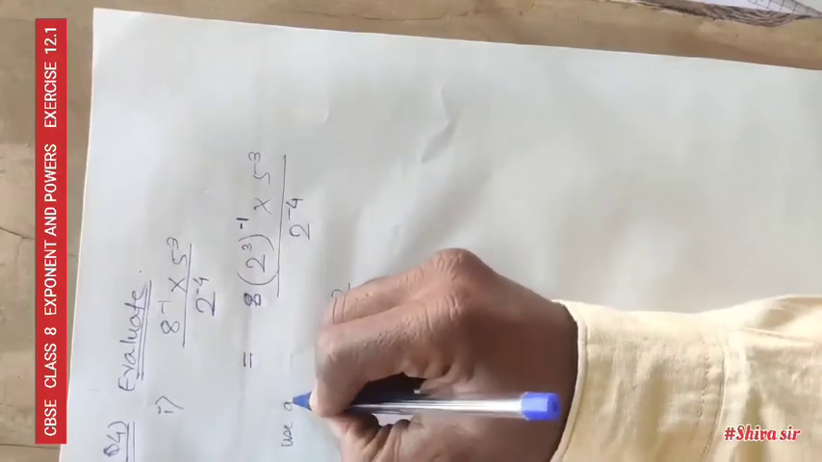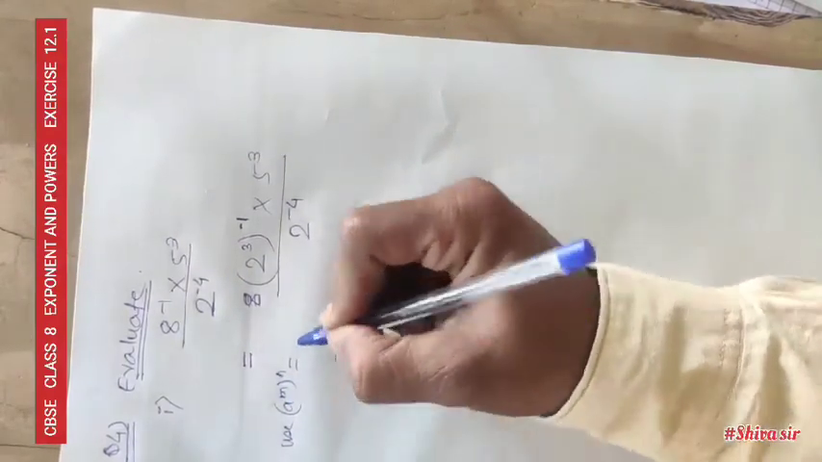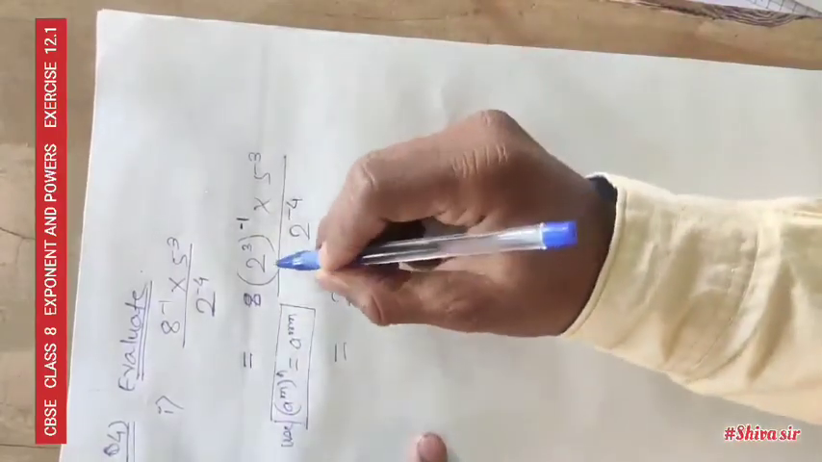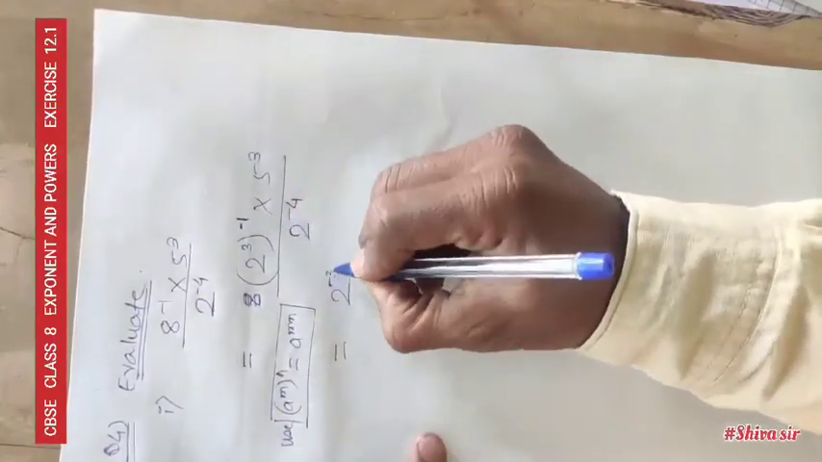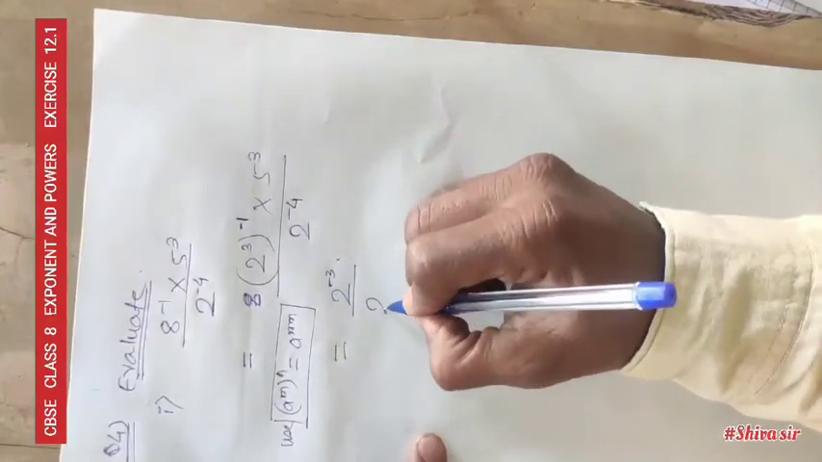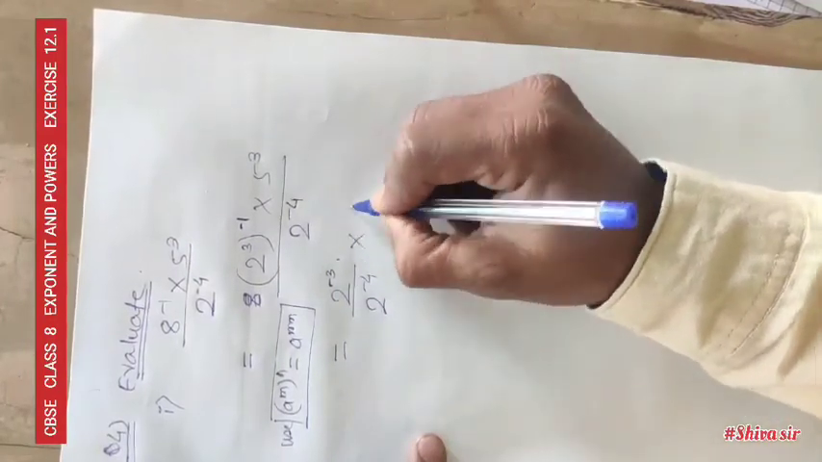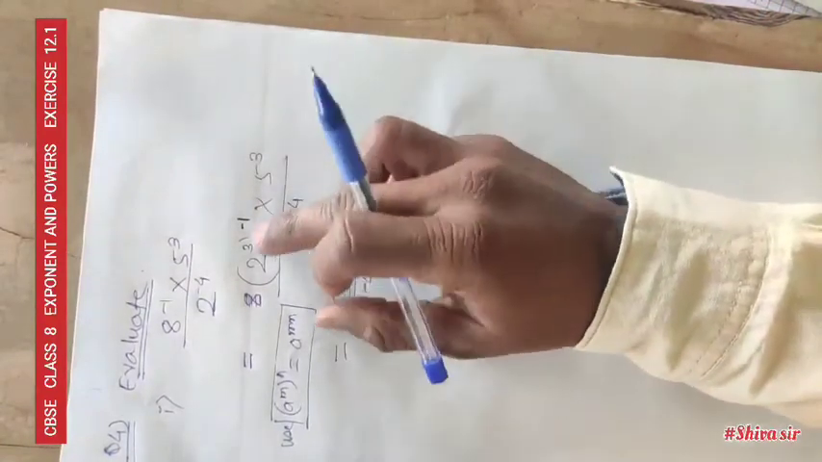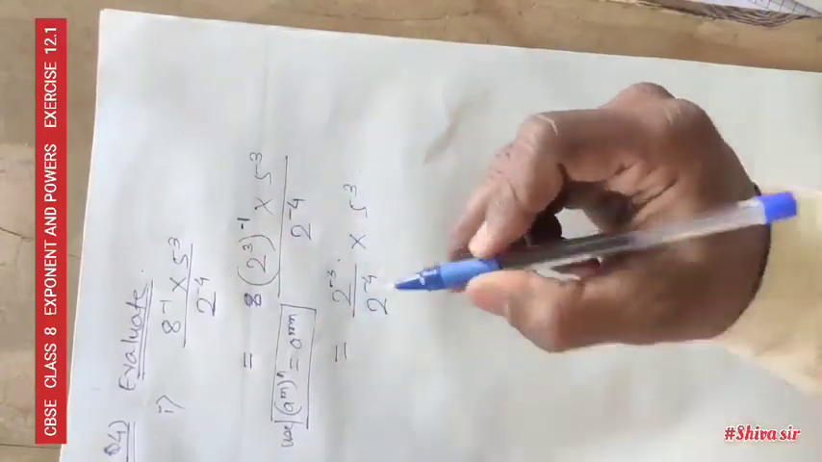Here we use the formulation (a raised to the power m) raised to the power n is a raised to the power mn. So 2 as it is, raised to 3 into minus 1, that is minus 3, upon 2 raised to the power minus 4, into 5 cube. Just write down 2 raised to the power minus 3 upon 2 raised to the power minus 4.